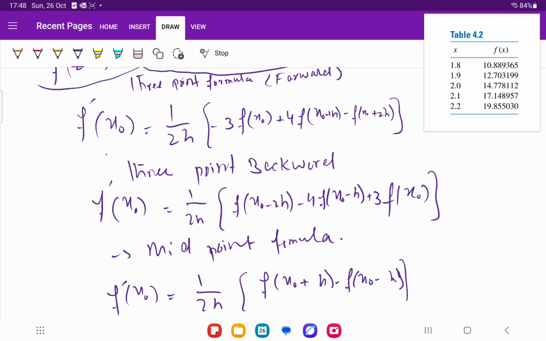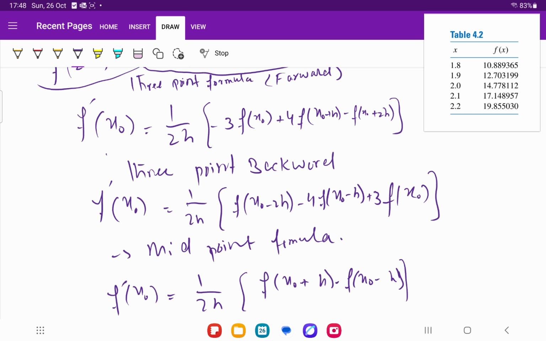So backward will be applied here at this end. If you want to approximate f dash of 2.2, are you getting the point? It means that you would require 2.1 and 2. These two values would be required because it's a backward. So you can use 2.1 and 2. Now, if we're talking about the midpoint formula, the midpoint formula cannot be applied at 1.8 and cannot be applied at 2.2.